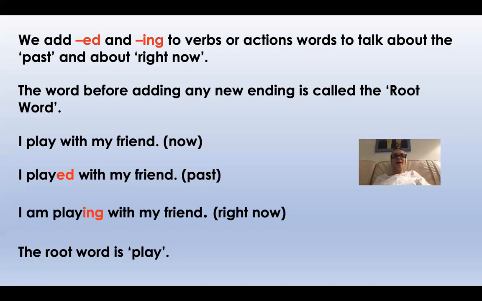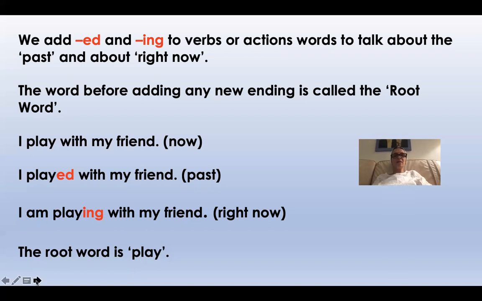Okay, I am playing with my friend. This is happening right now. Okay, and if you noticed, when I add the ing, I also used the verb am before it. I have to do that. I can't say I playing with my friend. I have to add this verb, helping verb here, to show that it's happening right now, because this is now and this is right now. This is the simple present, and this is happening right now. Okay, and the root word is play.